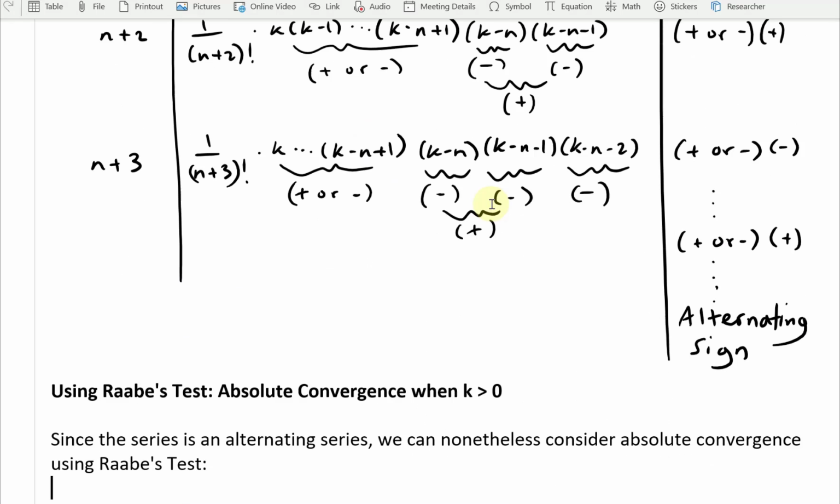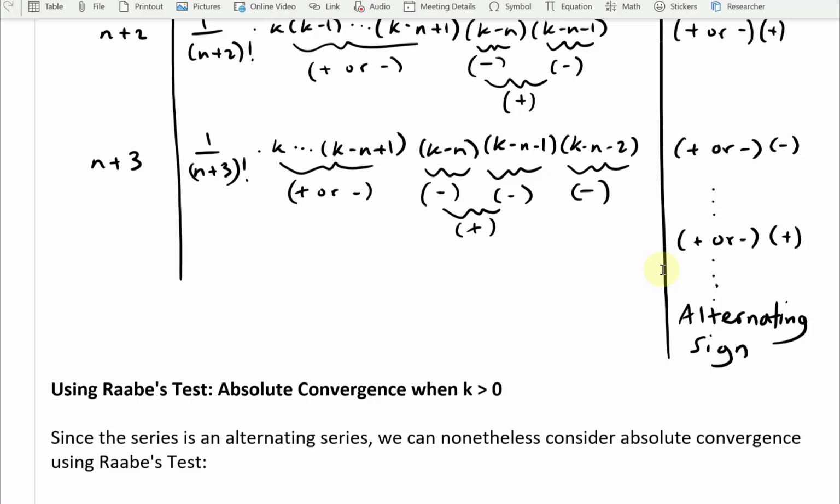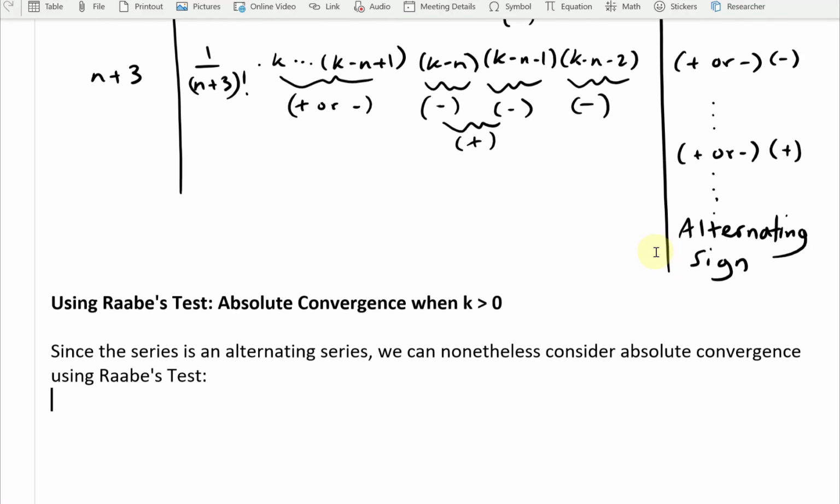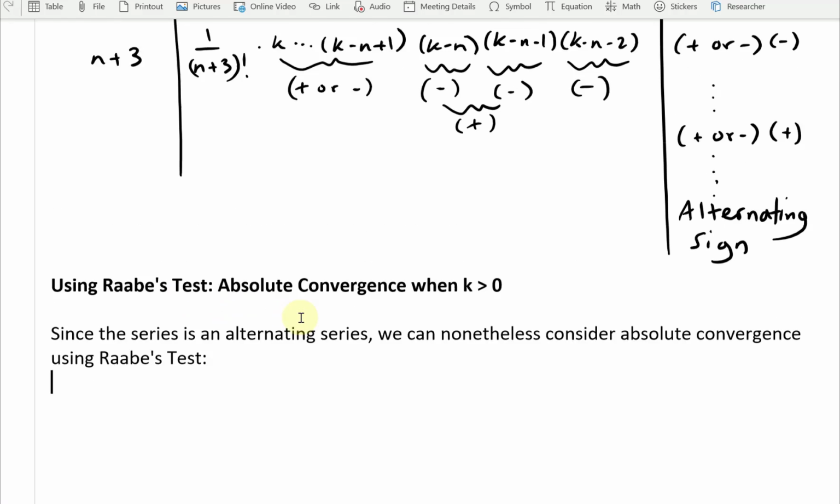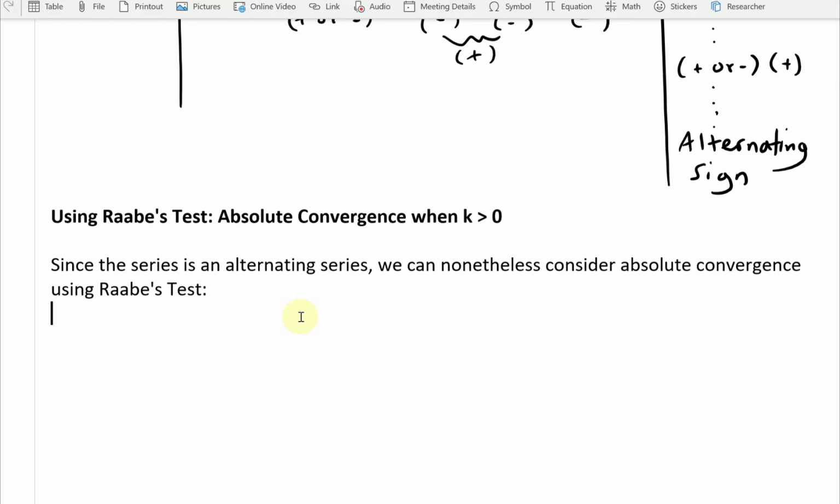Alright, so now that we have this, although it's alternating signs and we have an alternating series, we nonetheless can use Raabe's test for absolute convergence. So using Raabe's test, absolute convergence when k is greater than 0. Since the series is an alternating series, we can nonetheless consider absolute convergence using Raabe's test, because remember the earlier theorem: if it absolutely converges, it also converges.